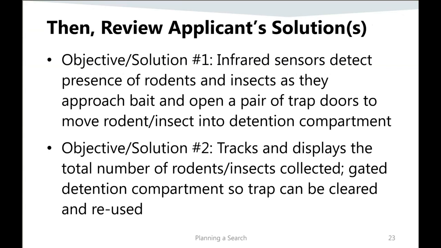The next step is to identify the features disclosed for solving the noted problems. In this particular application, the applicant discloses a trap with infrared sensors that detect the presence of rodents and insects approaching the bait, and in response, open a pair of trap doors to move the rodents and/or insects into a detention compartment. The application also discloses a solution that tracks and displays the total number of rodents and insects collected in the detention compartment so that the operator can decide when the trap needs to be emptied, and a gated detention compartment to make it easy for the operator to empty and reuse the trap.